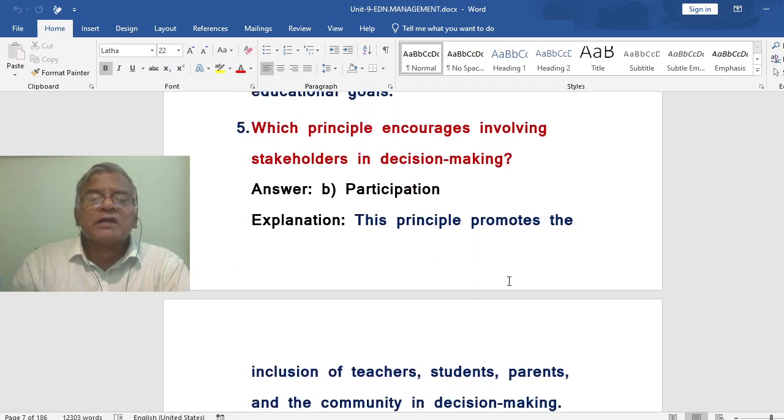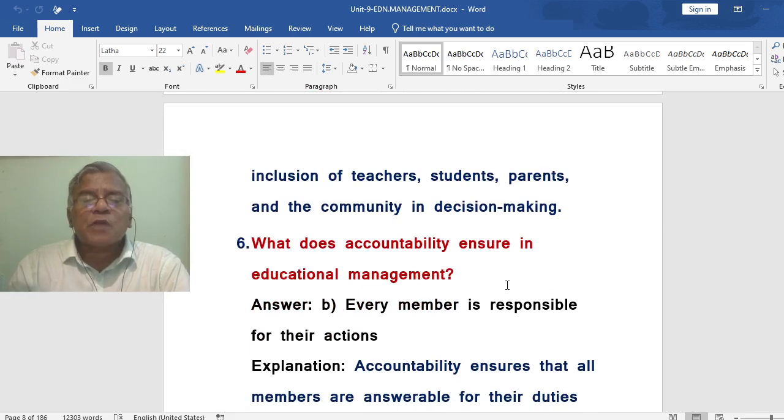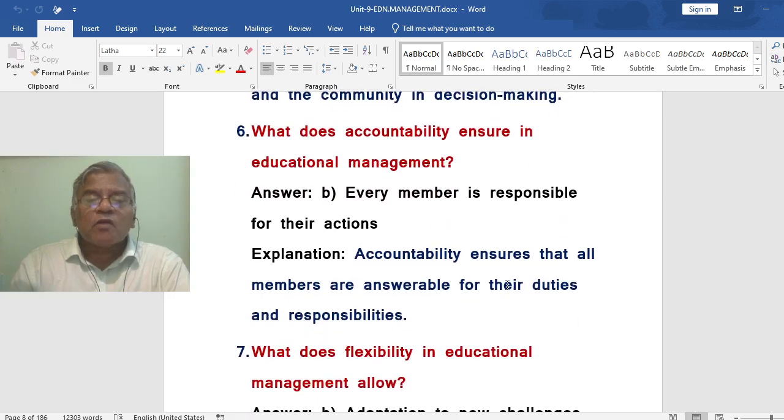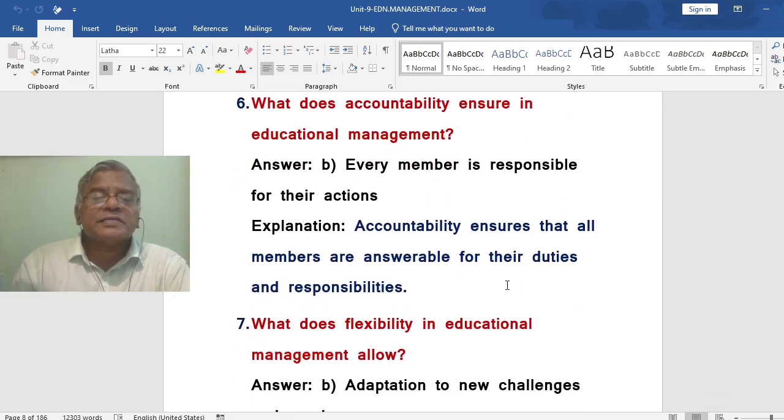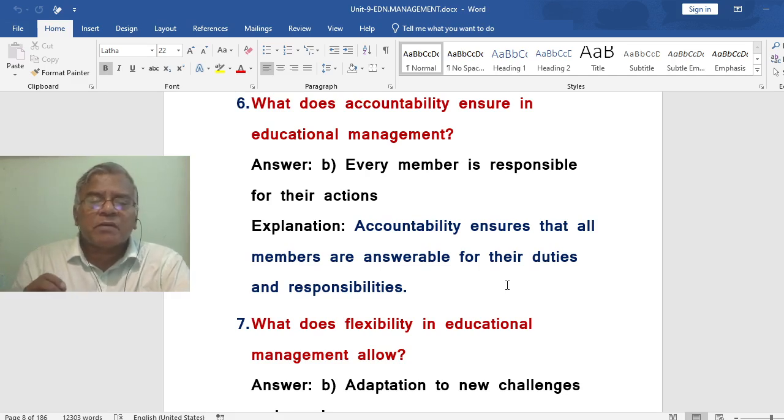Which principle encourages involving stakeholders in decision making? That is participation. This principle promotes the inclusion of teachers, students, parents and the community in decision making. What does accountability ensure in educational management? That every member is responsible for their actions. Accountability ensures that all members are answerable for their duties and responsibilities.